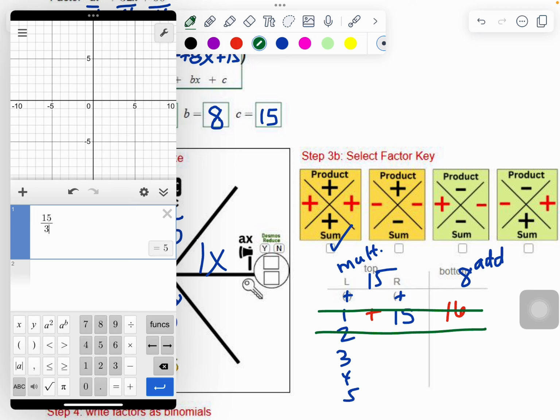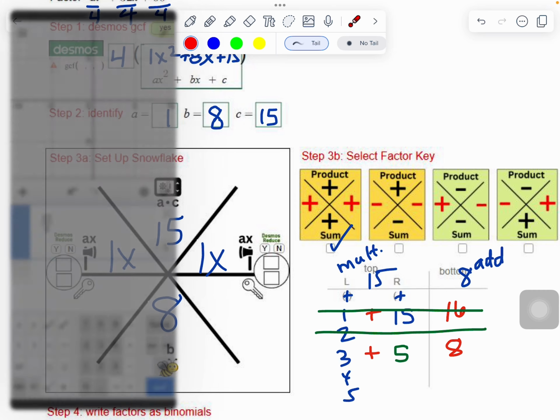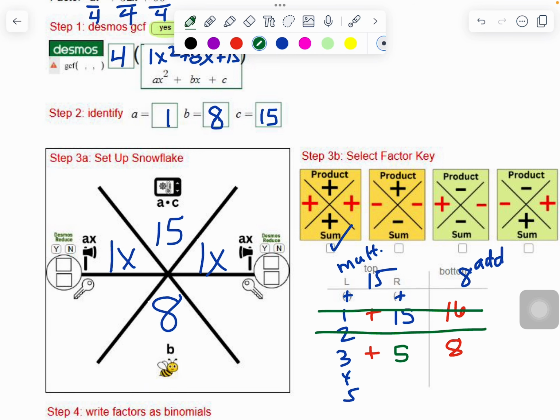15 divided by 3 is 5. So I'm going to go ahead and put a positive 5 here. And when I add that, 3 plus 5 is 8. Does that give me the 8 that I want at the bottom? It does. So where we go? We got a winner, 3 and 5. So I'm going to put positive 3 and a positive 5 here. Now remember we said that when we type this in the calculator, if it has a 1, it's not going to reduce. And both of these have a 1. So I'm going to select no, it doesn't reduce, and no, it doesn't reduce. And we are done. This is my answer right here.